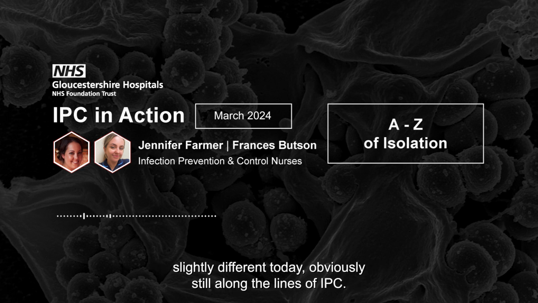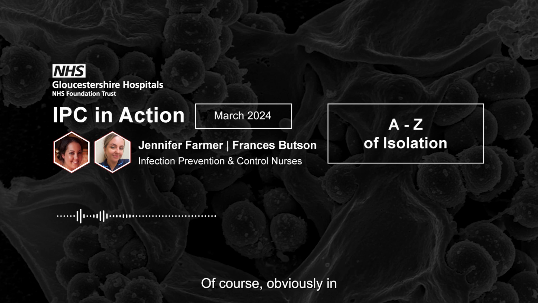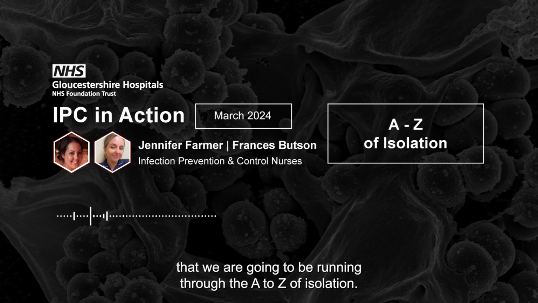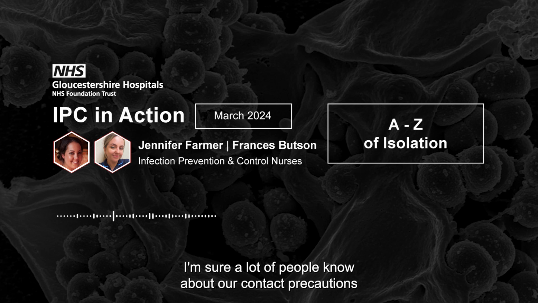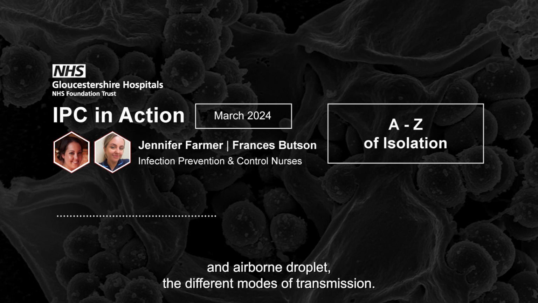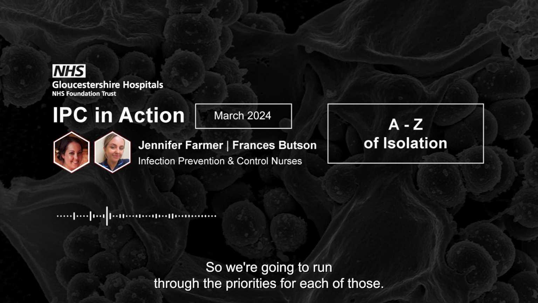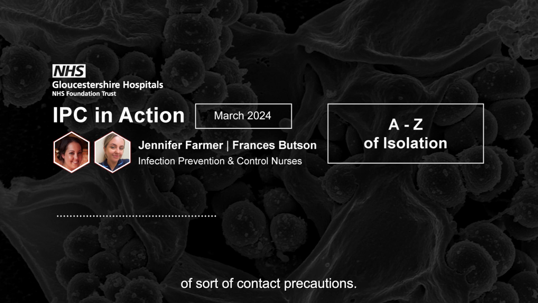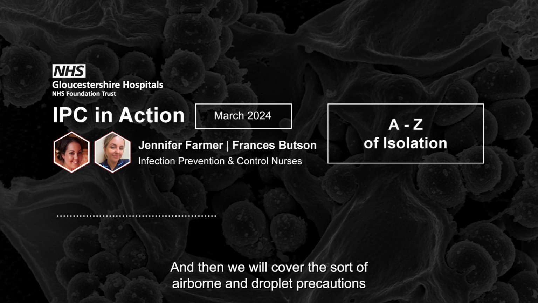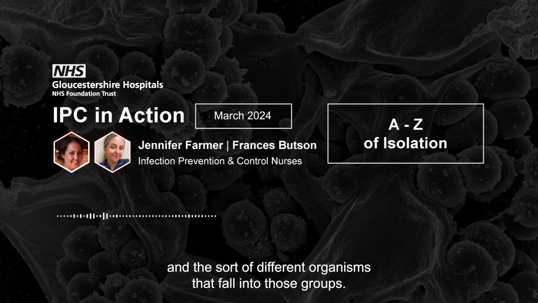So, we're going to do something slightly different today. Obviously, still along the lines of IPC. In that we're going to be running through the A to Z of isolation. I'm sure a lot of people know about our contact precautions and airborne, droplet, the different modes of transmission. So we're going to run through the priorities for each of those. We've split them down into two groups: contact precautions, and then we will cover the airborne and droplet precautions and the different organisms that fall into those groups.